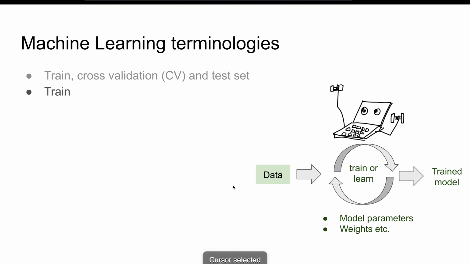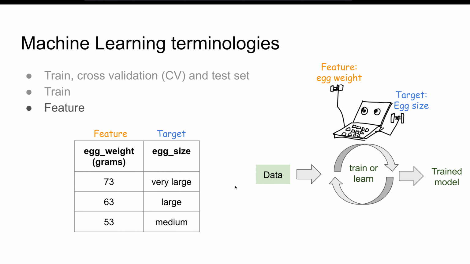Moving on, let's look at what is a feature. So a feature, as we have seen before, is a set of data that helps explain how the target is related to the data. So here we have the egg weight. That's one feature, and that tells what egg size it is based on the weight in grams. Now we could also go ahead and add other features here.